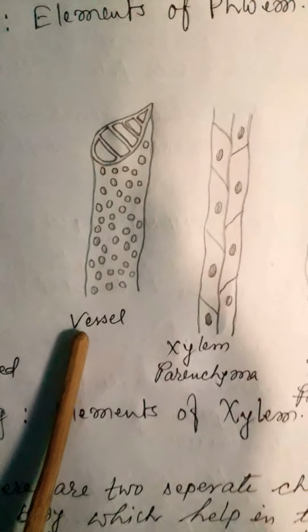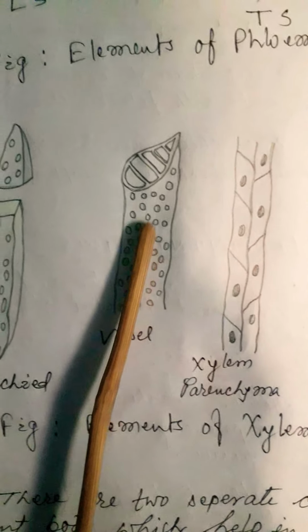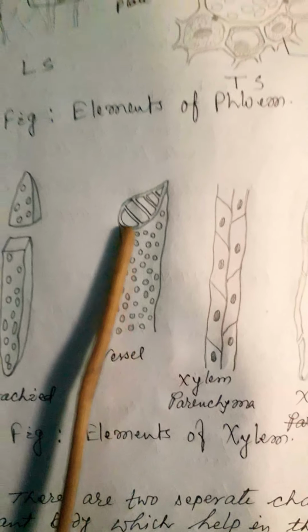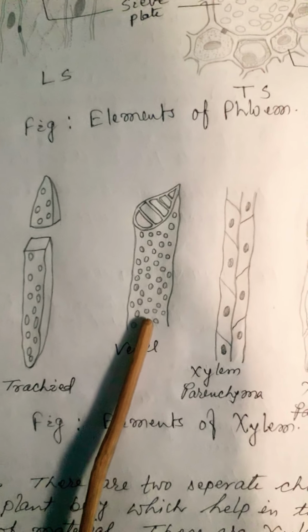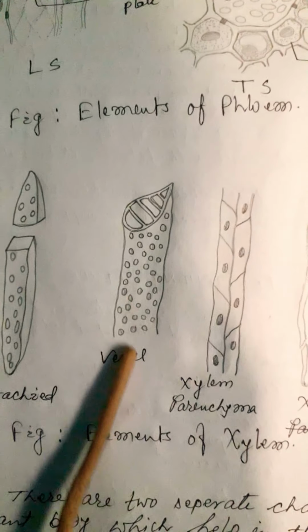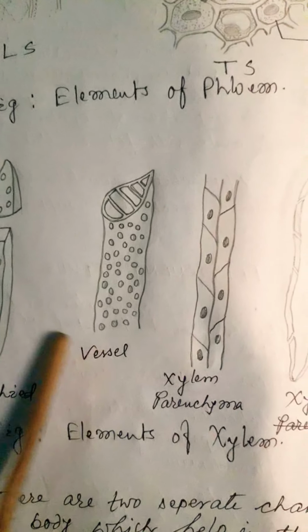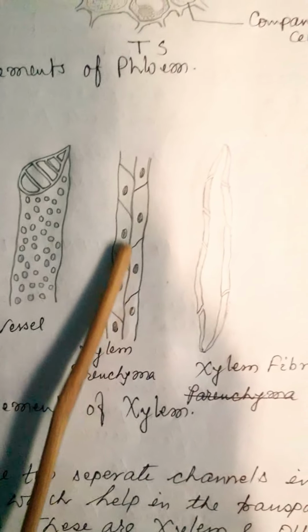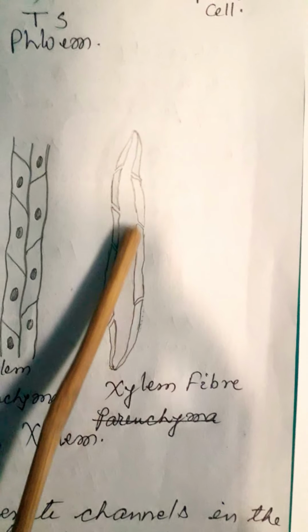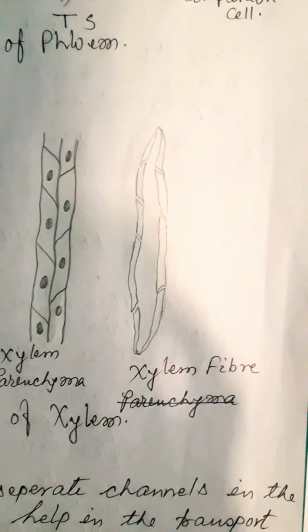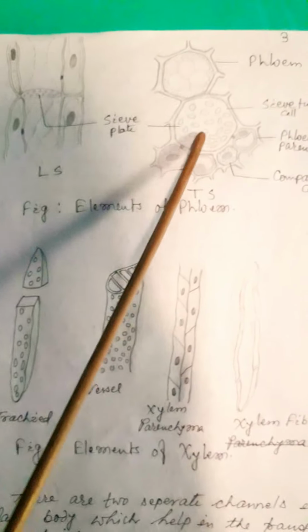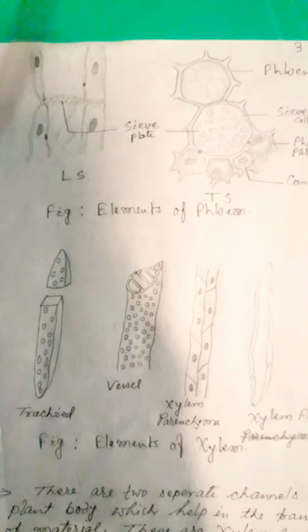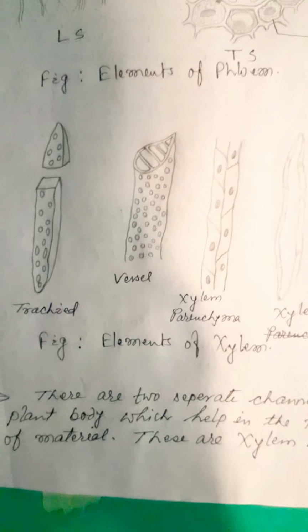Here you can see vessels. These vessels too have many perforations on their wall through which the liquids transported through this element ooze out through these pores. These are the xylem parenchyma and this one is the xylem fiber. All these elements of xylem and phloem act together in association with each other.